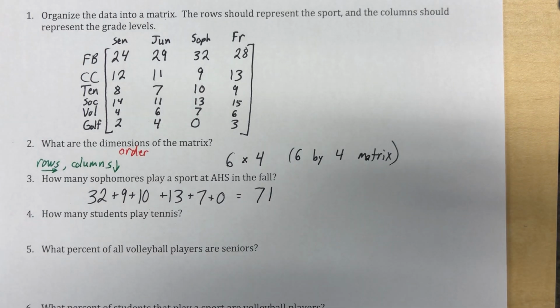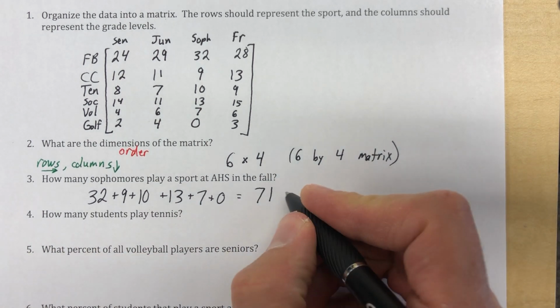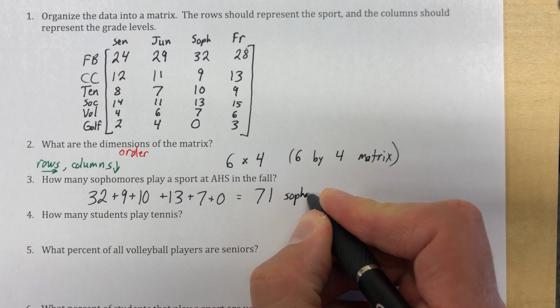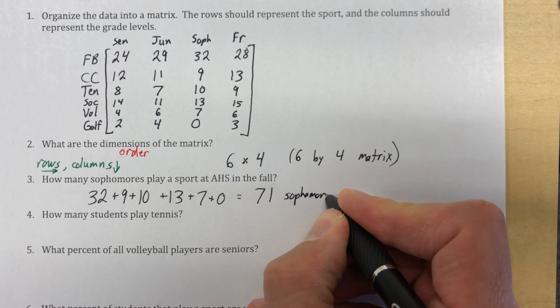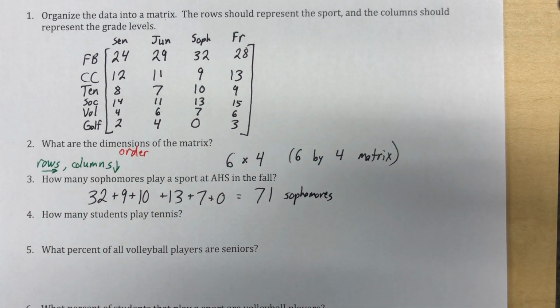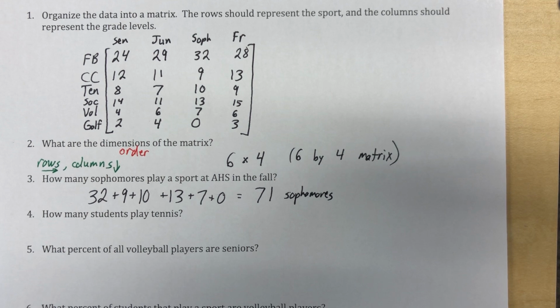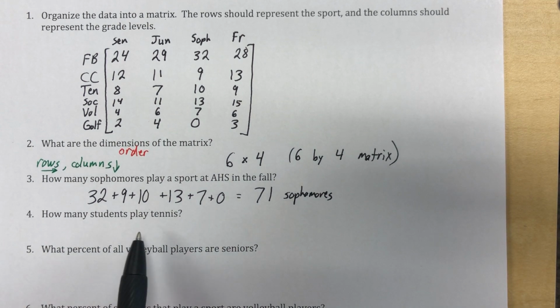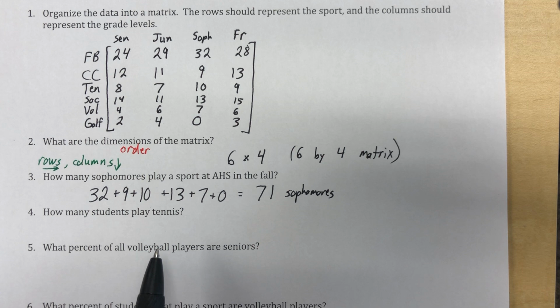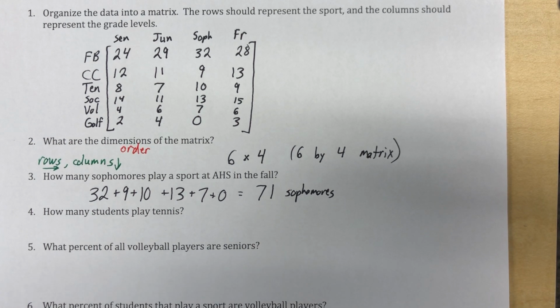Now, I am perfectly okay with this answer, but I like to put things in context because this is a way to organize data, right? And 71 what? Well, the answer is right here, but I'm going to just write that so I do not lose track of what it represents. So 71 sophomores. Okay, now how many students play tennis? Okay, now let's be careful about the way this is worded. It said how many students play tennis, not how many seniors, not how many juniors.